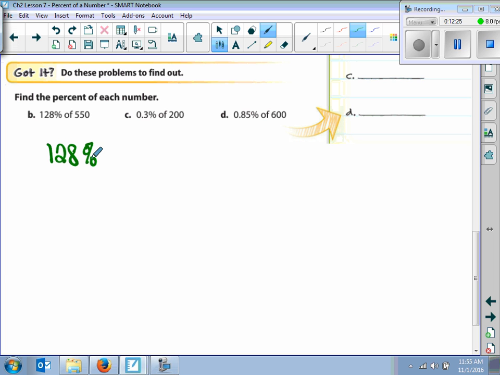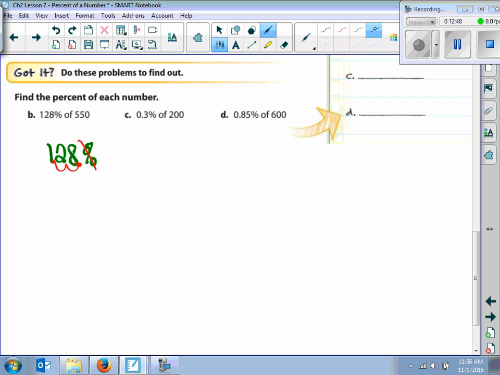Where is the decimal right now? It's at the end, right? It's right here at the end. Now, we want to move the decimal 2 places to the left. To the left. And then we take away the percent sign.